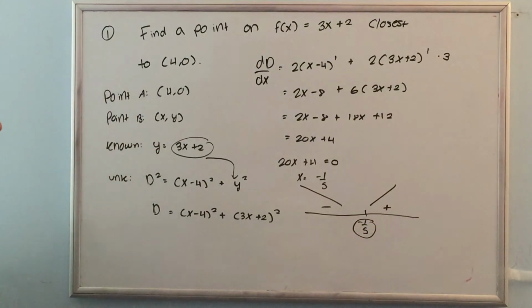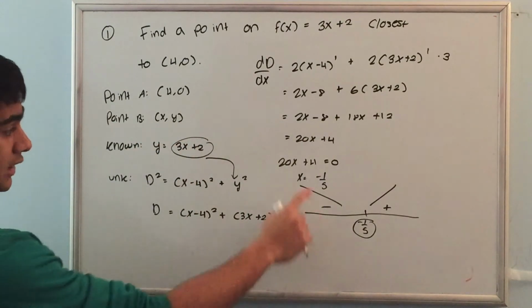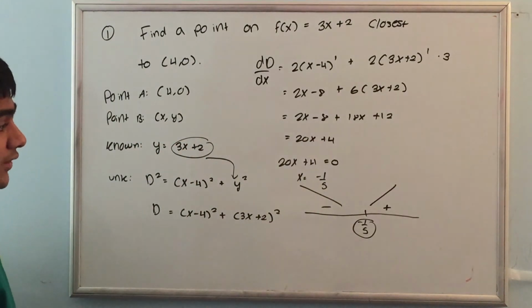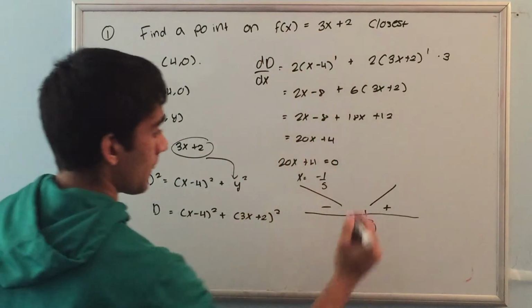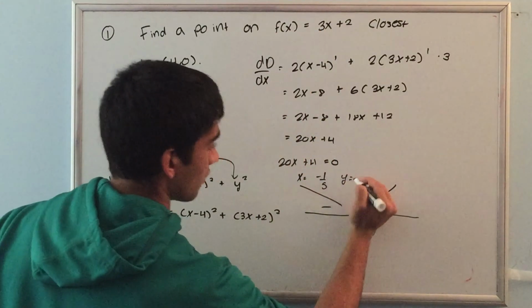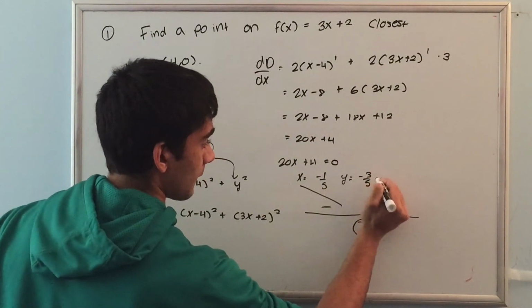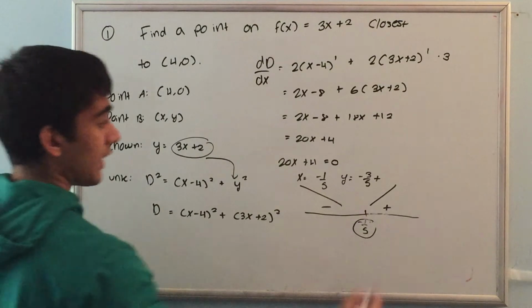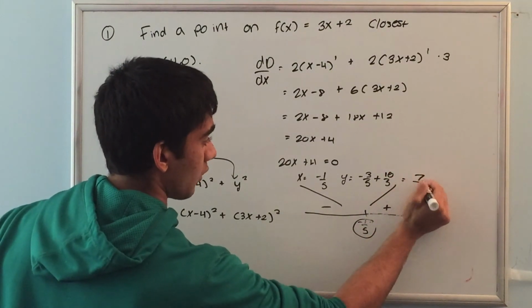So we proved that negative 1/5 is the x coordinate of the point (x, y), and that it is actually the minimum. Now all we have to do is find the y coordinate of that point. We have the x coordinate, that's negative 1/5. To find the y coordinate, all we have to do is plug negative 1/5 in for x into here, and we get y equals negative 1/5 times 3, which is negative 3/5, plus, remember, 2 is 10 over 5, and this equals 7 over 5.